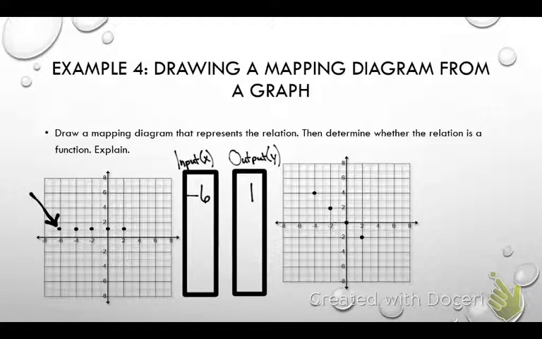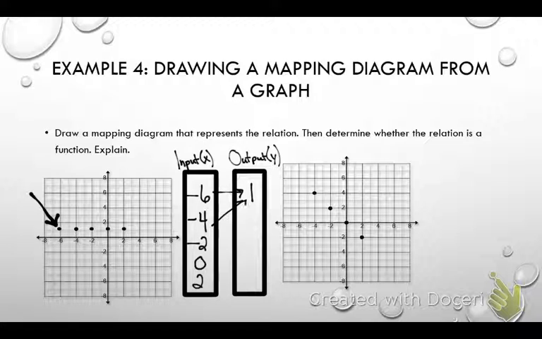Okay, so now let's go left to right. Let's keep following the points. What's my next input value? -4. What's the output? 1. So since it's 1, I don't have to write it again because 1 is already there. What's my next input? -2, then 0, then 2. And what do they all have in common? They all have the same output.